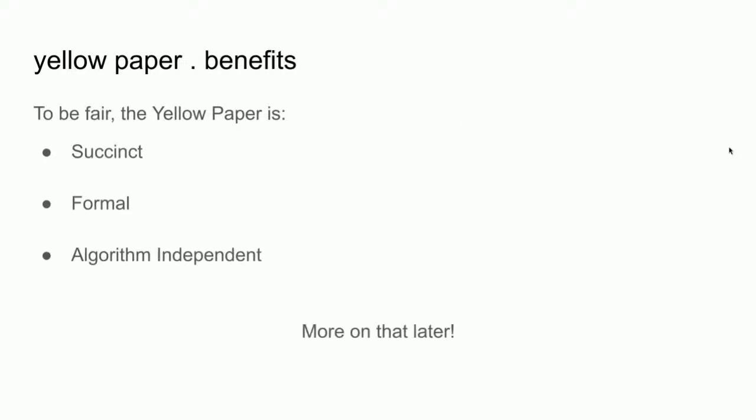But to be fair, and I don't want to just rag on the yellow paper the whole time, it's very succinct, so it's only a couple pages, and it does a very good job of formally describing Ethereum, if you understand that kind of notation. And I think the most important benefit, as far as I'm concerned, is that the yellow paper is algorithm independent. It doesn't specify how things work, only the observable behaviors of it. And I think that's a really underappreciated benefit of the yellow paper, and something that we don't have with EELS.